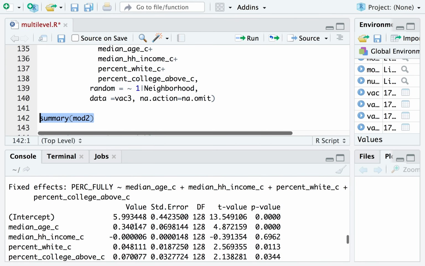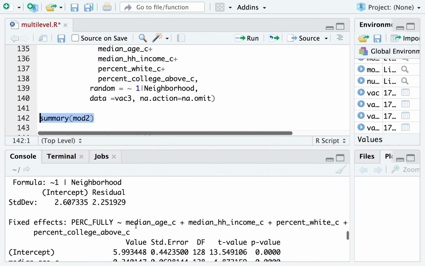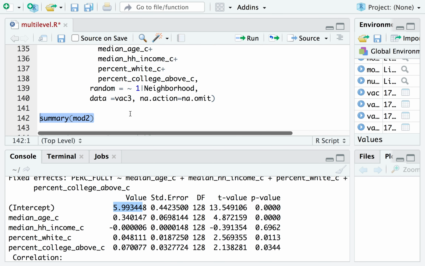So let's scroll up. So again, that's the standard deviation by random effect. But now let's look at the actual fixed effects now that we have some independent variables in it. So the value 5.99, the intercept, or 6 rather, is the average percent fully vaccinated across zip codes when all the other independent variables are 0 or at their group mean. So 6%, and this is accounting for the variability between groups as well, because this is a multi-level model.